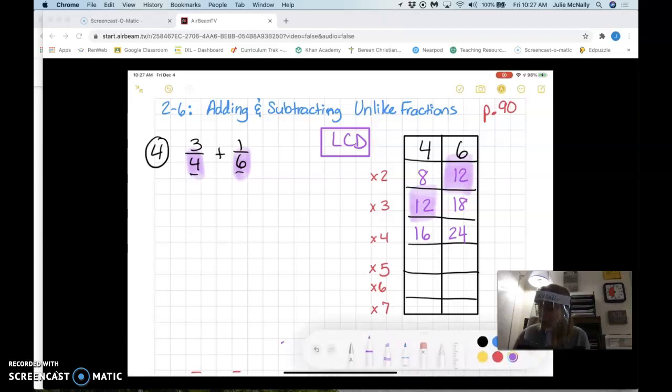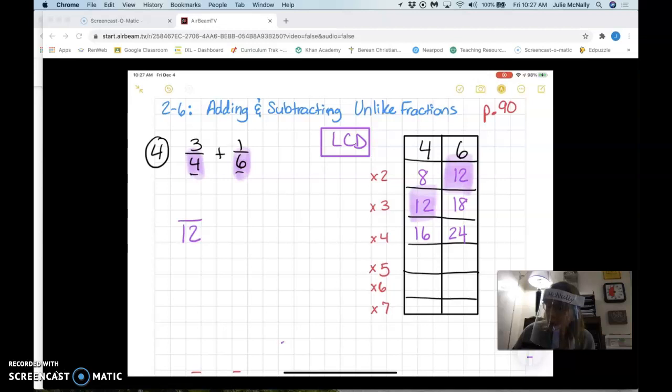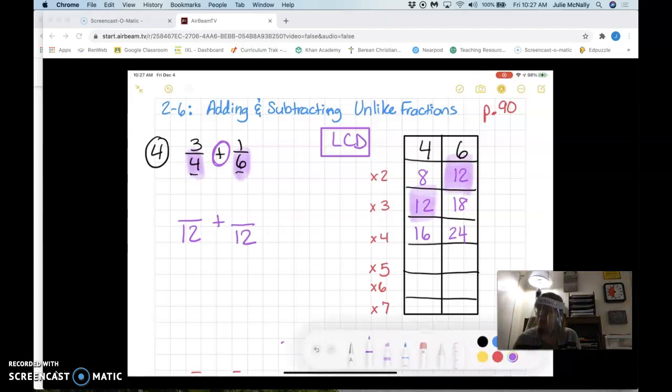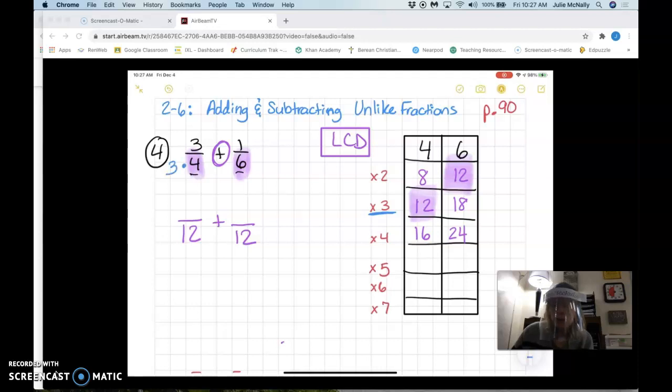So now I'm going to write that on the bottom and make two new fractions with whatever sign was in the middle of my original problem. But now I have to look at what did I multiply the 4 by to get 12? So come over here to the table again. What did I multiply the 4 by? 3. So if I multiplied the bottom of the fraction by 3, guess what? I have to multiply the top by 3 as well. So what is 3 times 3? Nine. There we go.